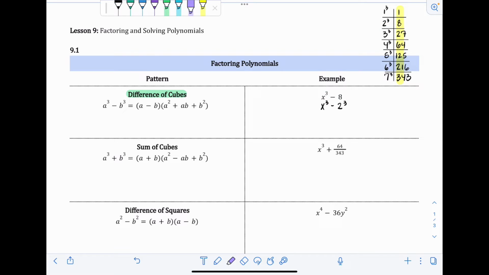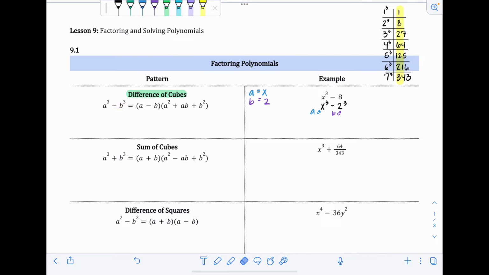Now it looks pretty similar to a cubed minus b cubed, and I do that so I can see what a is and what b is. A and b are just the base, not the whole thing, just the base that's being raised to the third power. So in this case, my a would be x, and my b would be 2. And a is always first, b is always second. So a is x, b is 2.